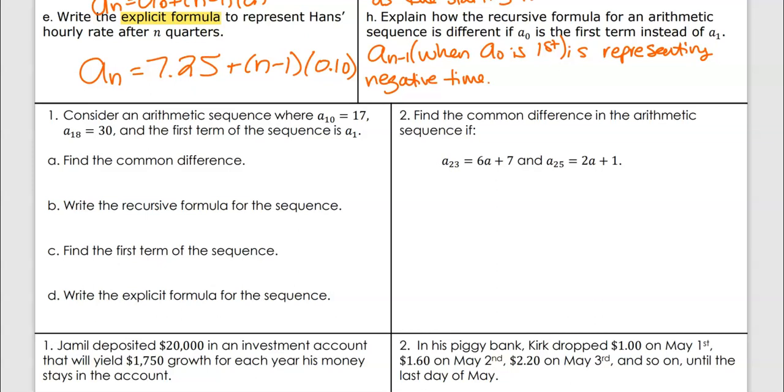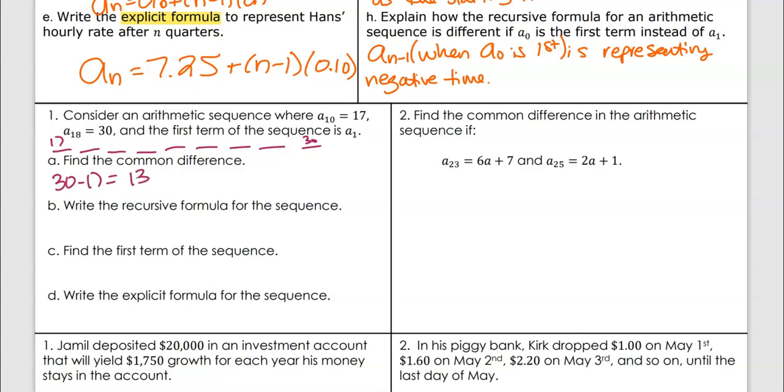Okay, so to get from the 10th term to the 18th term, how many spaces did we go? We went 8 terms, right? Are y'all okay with that? Yes, right? 10, 11, 12, 13, 14, 15, 16, 17, 18, right? We started here. We got to 30. Okay. So what's the difference between the values? What's 30 minus 17?